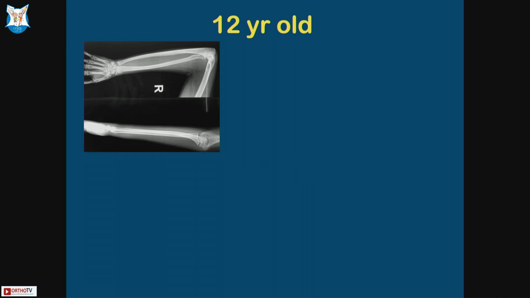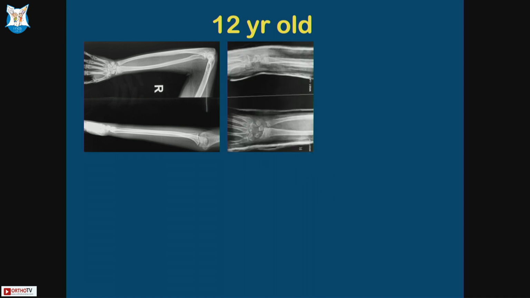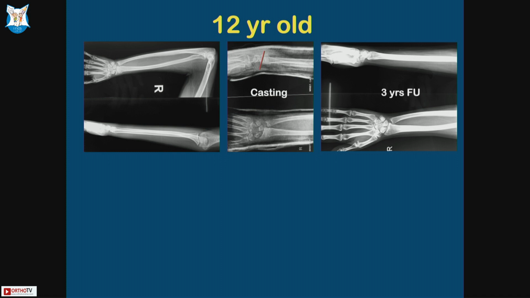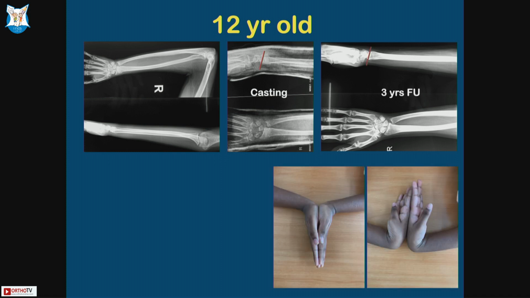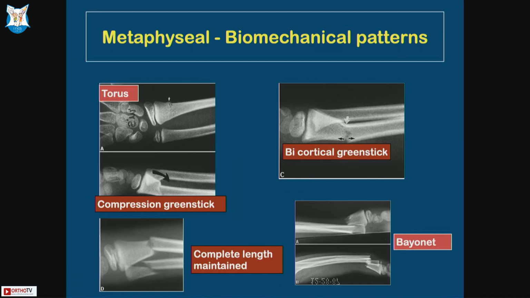This is a 12-year-old girl, an older child with this Salter-Harris type 2. This was the reduced position, which still showed the distal radius looking dorsally. And at 3 years follow-up, it was still looking dorsally, but clinically she had a good result.